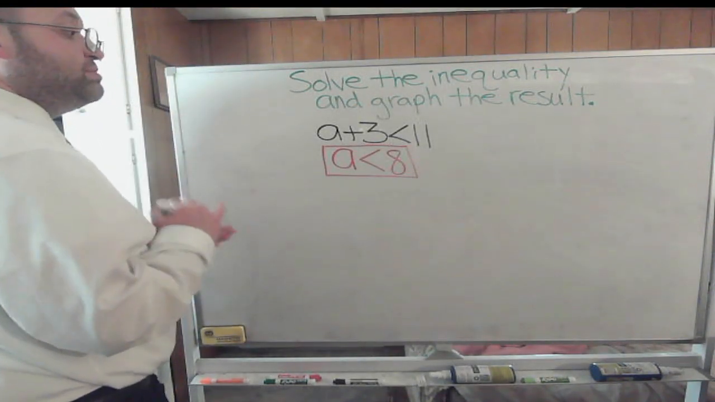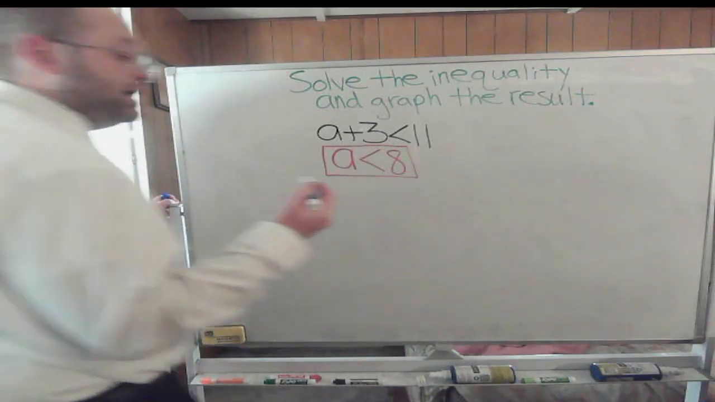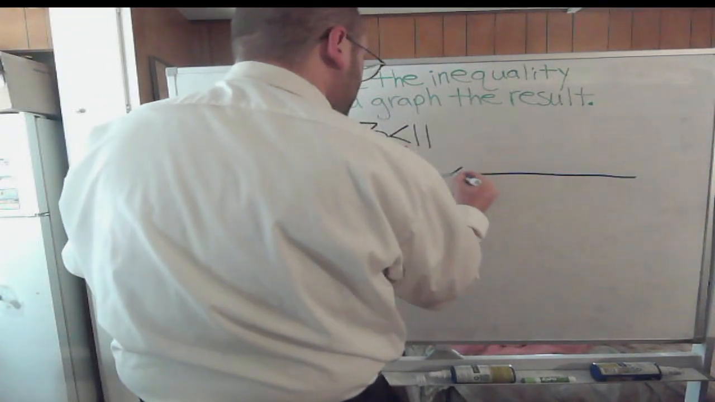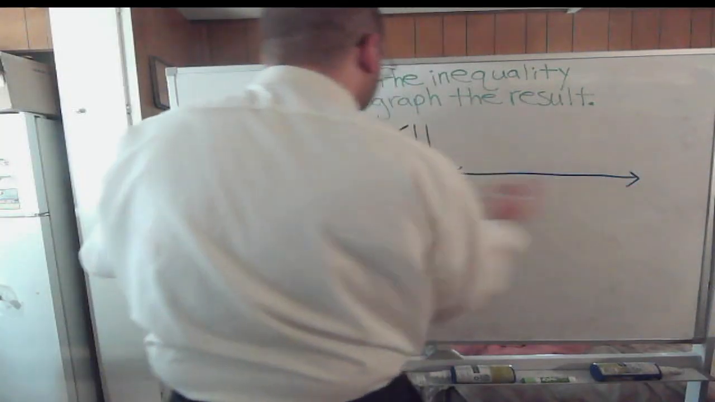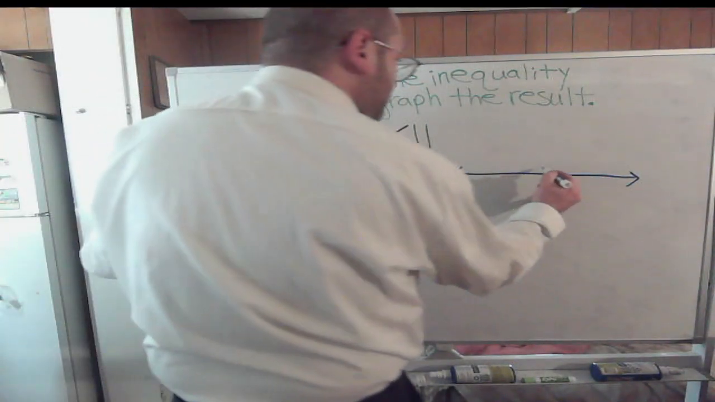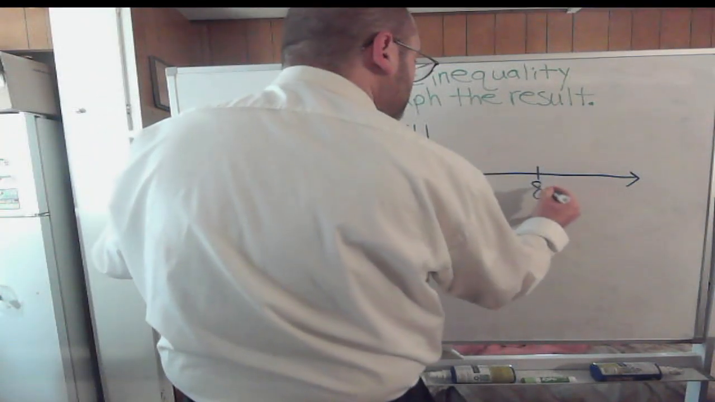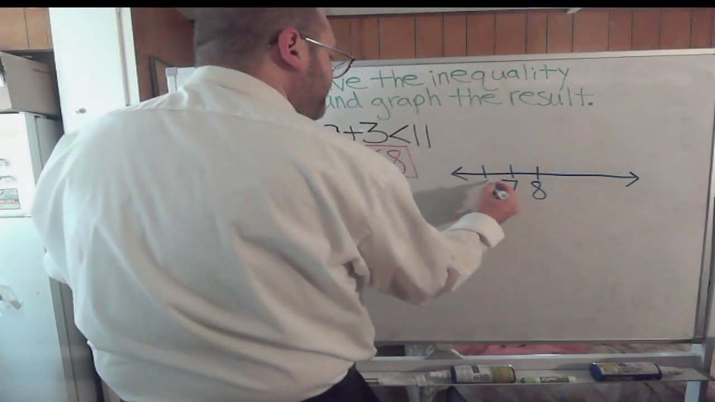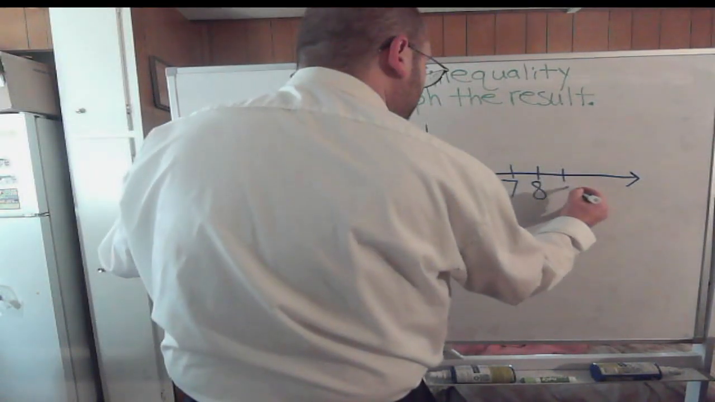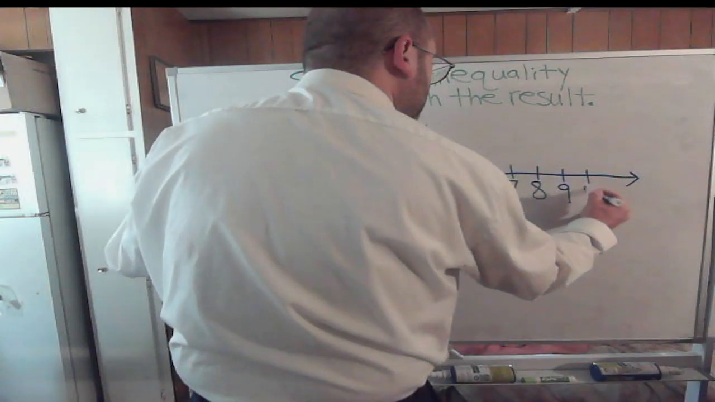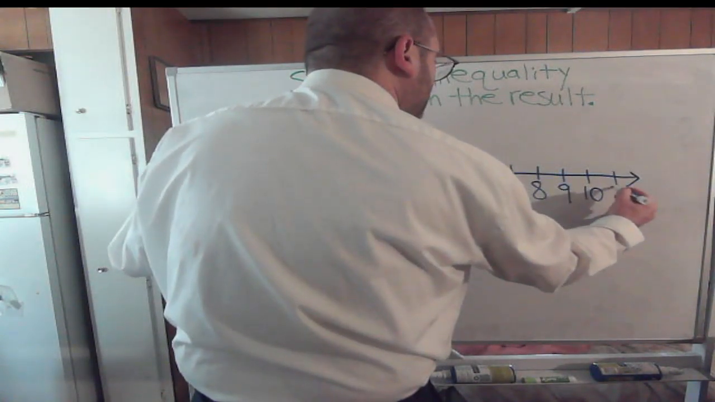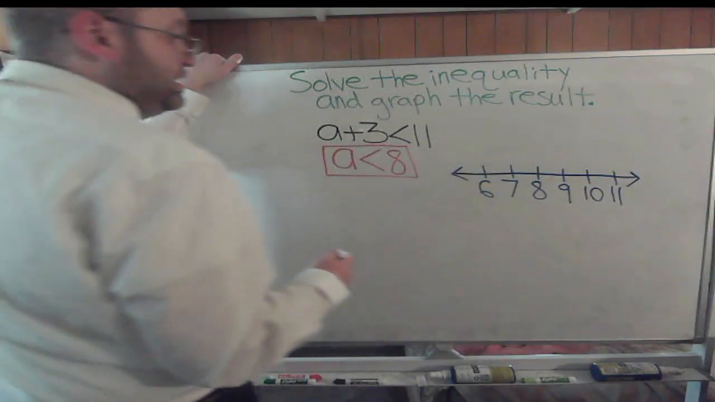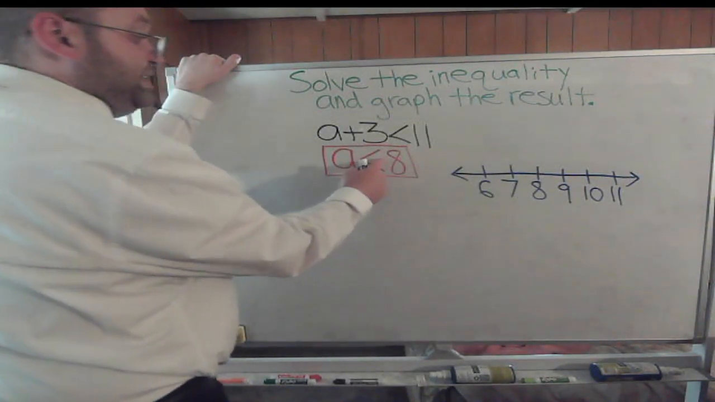All right. Last but not least, we must graph this. So again, draw yourself a number line. Put the number it's less than roughly in the middle, and then draw some numbers to the left. Put some to the right, just so you have a good representative sample. So, a is less than 8.